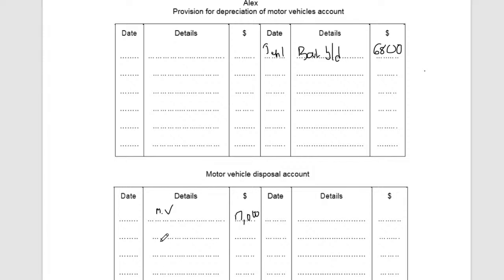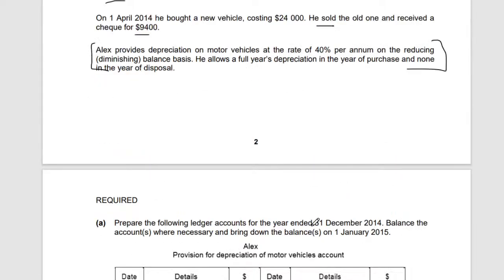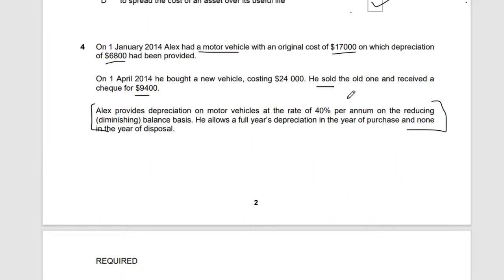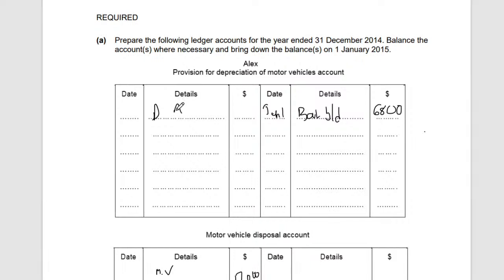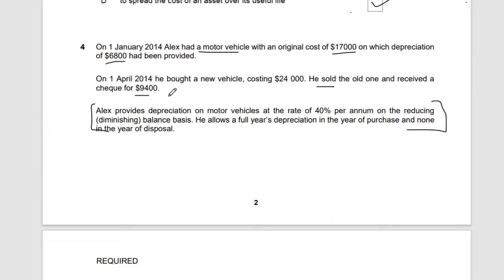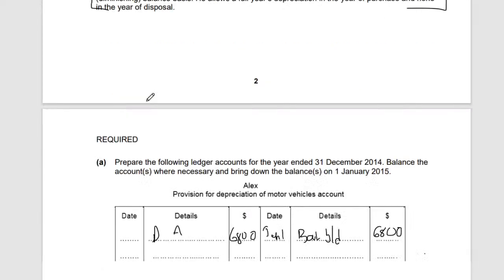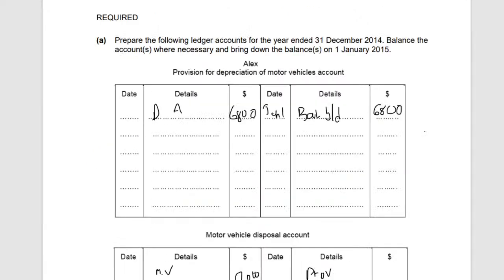17,000. Okay, and then you say the disposal account, meaning from the disposal account. So the disposal account, I'm just going to write DA. 6,800 was the accumulated depreciation. Okay, and it says that we got 9,400. So first of all, we will record the provision for depreciation right here for 6,800, and then we have the bank. We need to record it because we got the money, which is 9,400.